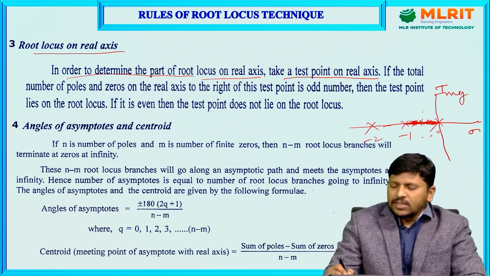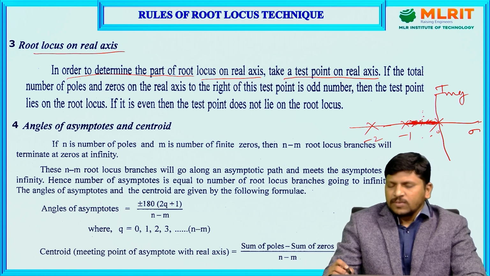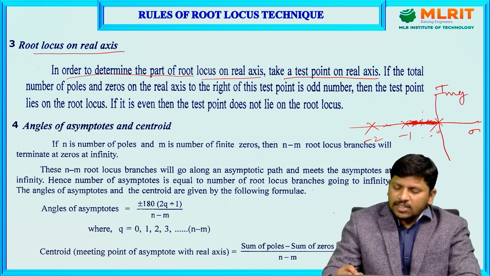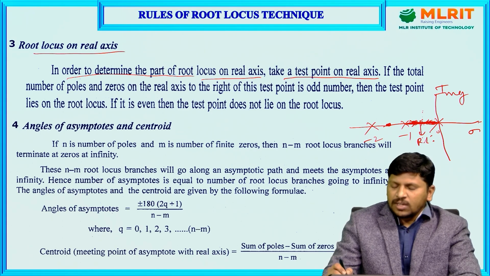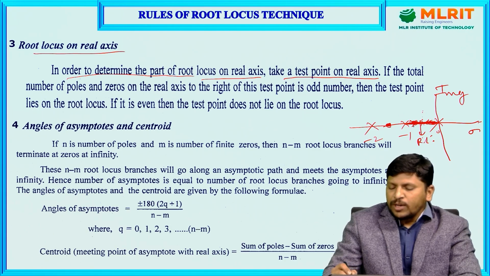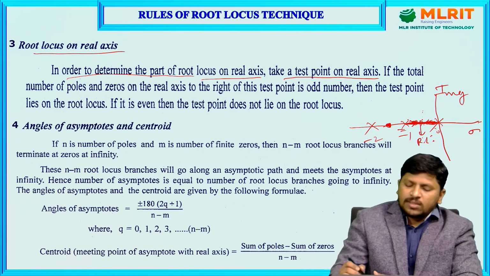Root locus always starts at a pole and ends at a zero or infinity. Next I am going to consider a test point here. After the test point, how many poles? 1 and 2, two poles, so it is an even number. So between these two, -2 and -1, there is no valid root locus.